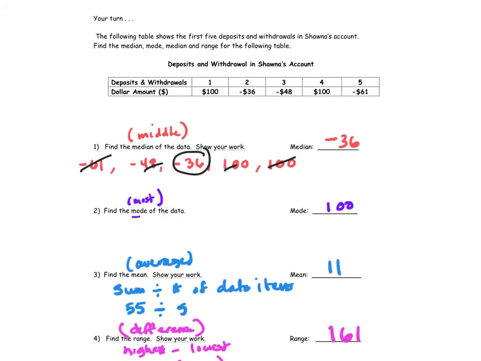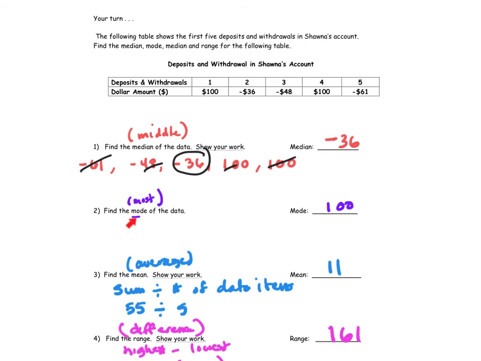All right, this data was regarding deposits and withdrawals in Shauna's account. And so there are 2 deposits and 3 withdrawals. So you might want to take time to remind yourself that the median is talking about the middle number after we put them in order. So the order is negative 61, negative 48, negative 36, 100, and 100. And when we find the exact middle, it is negative 36.